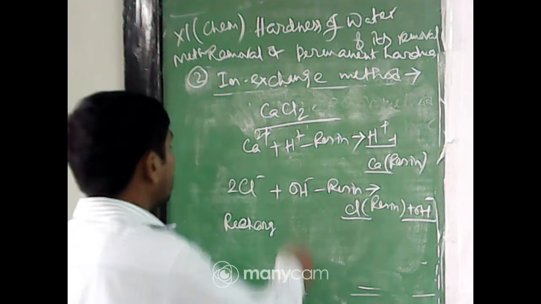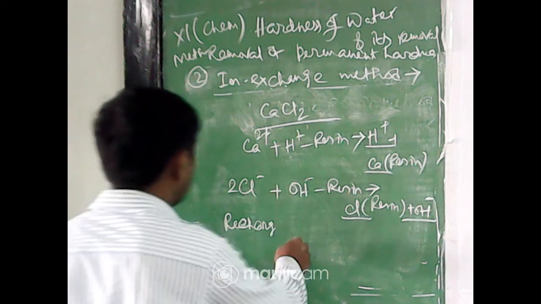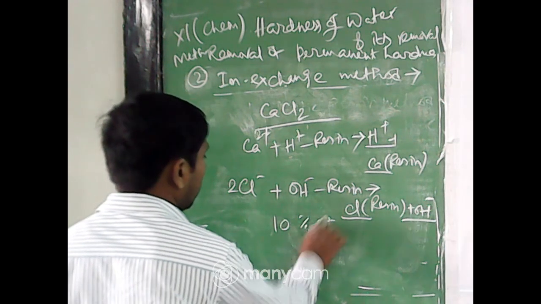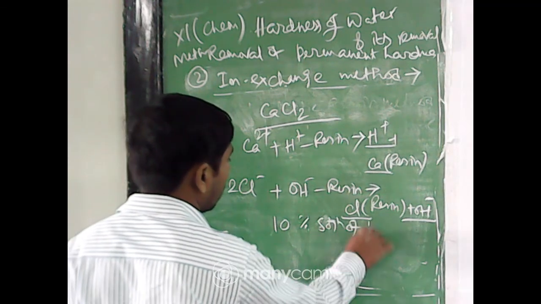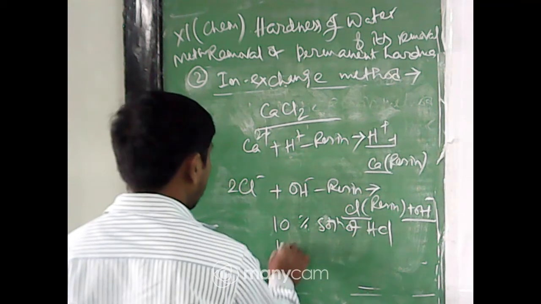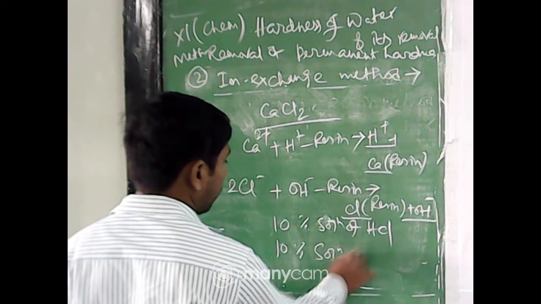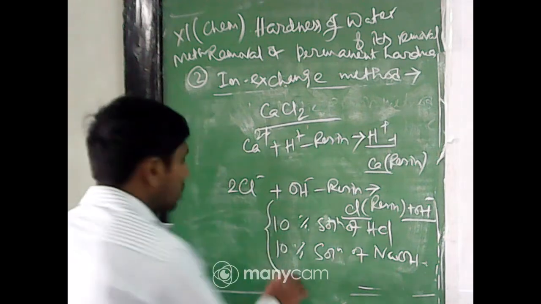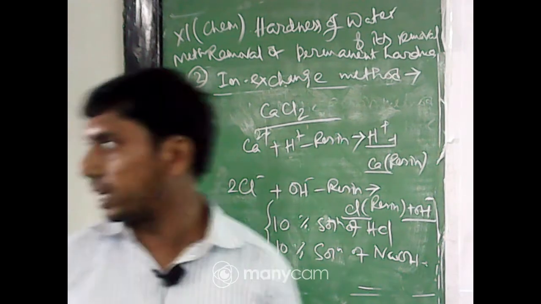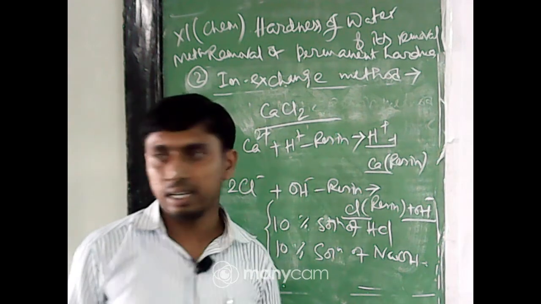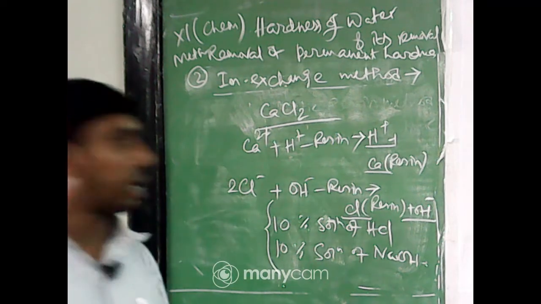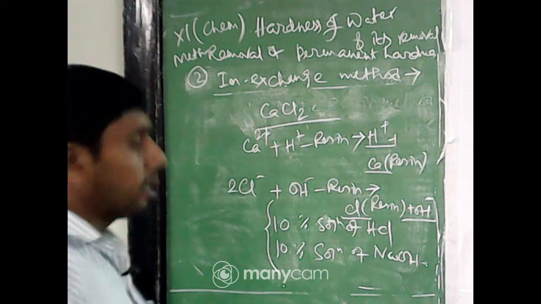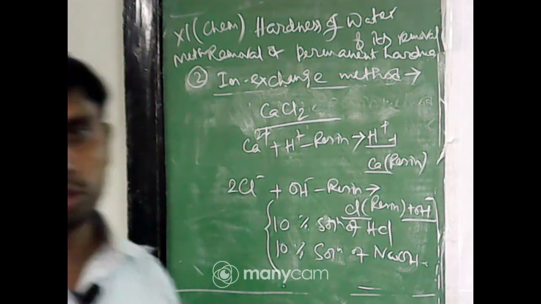So for this reason we have to recharge it by using a 10% solution of HCl for the cationic exchanger and a 10% solution of NaOH for the anionic exchanger. So these two solutions, HCl and NaOH, will regenerate the exchangers. Okay, so these are the two steps we have to take to make hard water into soft water.